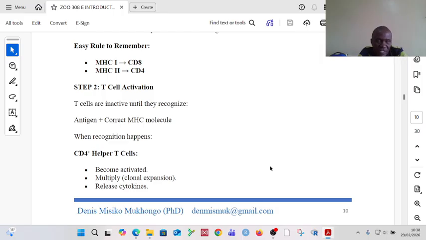Once it has recognized, then the CD4 helper T cells will be activated. Once they've been activated, they will increase in number, they will multiply. We call it clonal expansion. Okay, it's like kufanya cloning. So zinakuwa mingi, many copies of the same. Ni kama zinaitana. Okay, so they make copies of themselves ndio ziweze kusaidia.